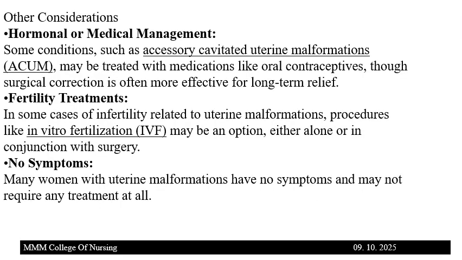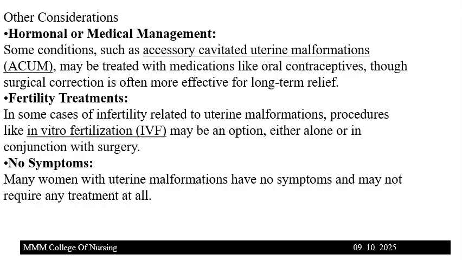The other considerations are hormonal or medical management. Some conditions, such as accessory cavitated uterine malformations, may be treated with medications like oral contraceptives, though surgical correction is often more effective for long-term relief. Hormone treatment also helps in treating this condition, that is, uterine malformations.